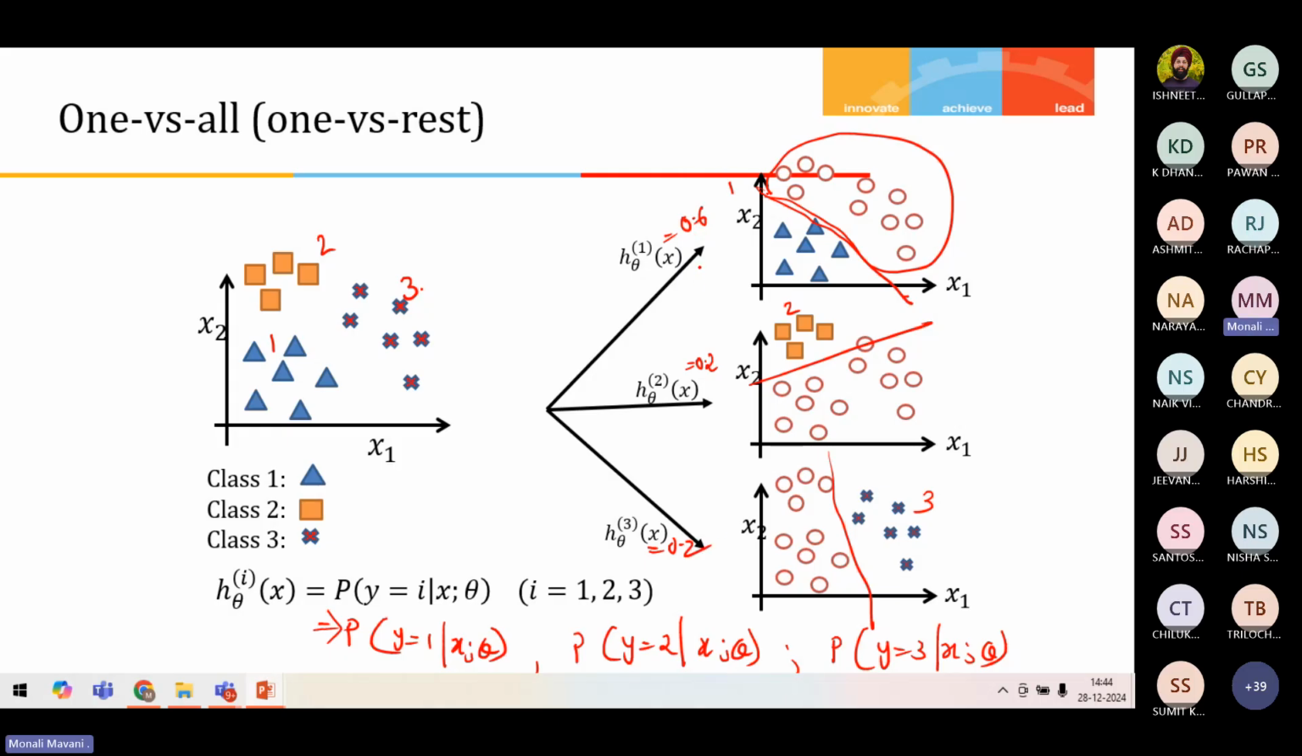And then I'll pick the maximum number. The maximum is 0.6, the probability output by hypothesis 1, and hypothesis 1 is identifying the class 1 probability. Hypothesis 2 is identifying the class 2 probability. So this data point will be classified as class 1. This way we can solve this multi-class problem using logistic regression.